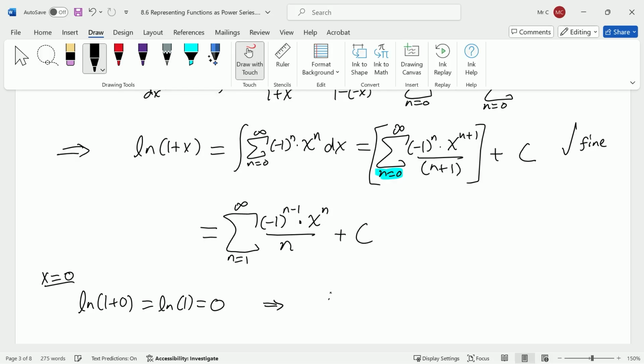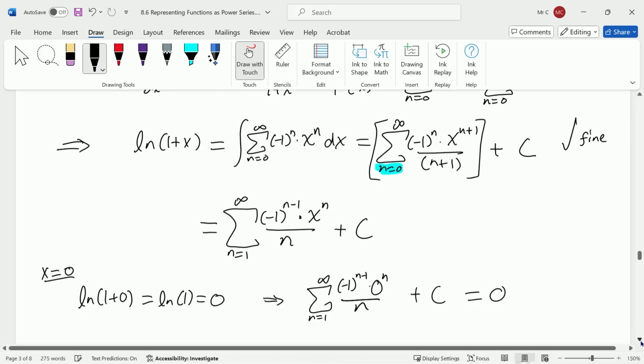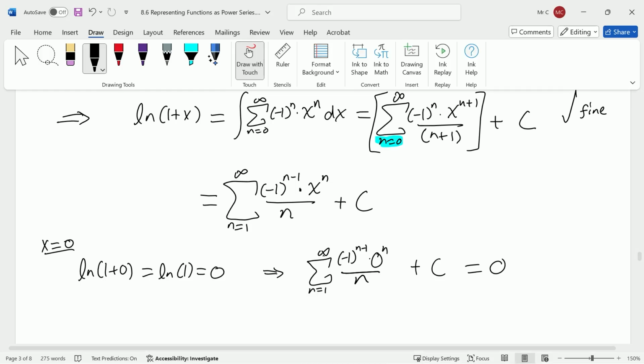And that implies that the whole sum from n equals 1 to infinity of negative 1 to the n minus 1 times x to the n over n plus c. I should have plugged in 0 there. Of 0 to the n plus c is 0. But for this power series, evaluating at 0 eliminates every term, and so we just get c is 0.